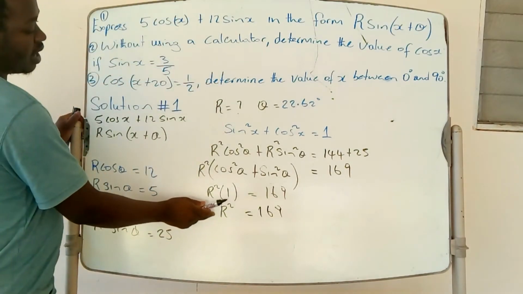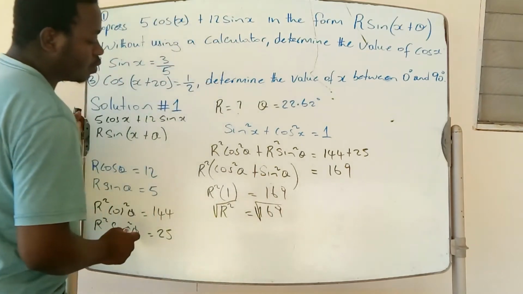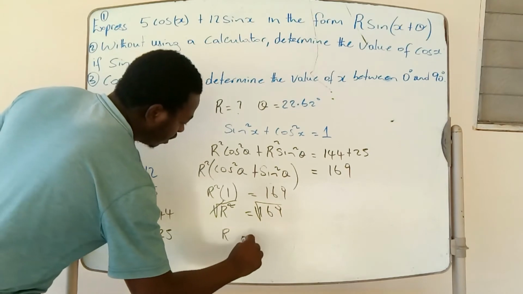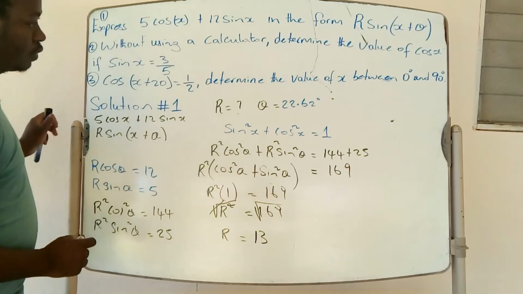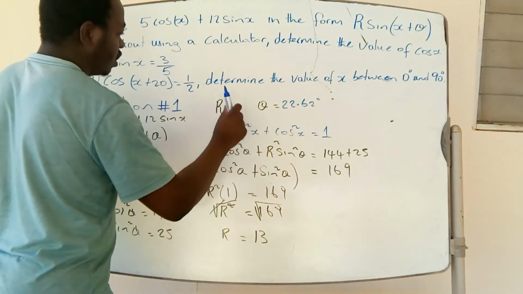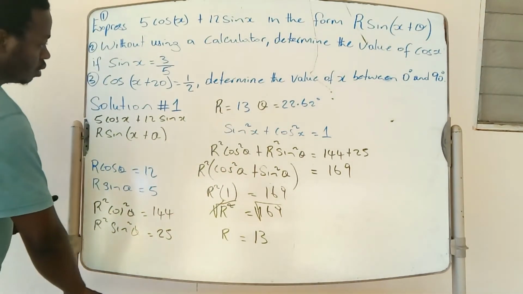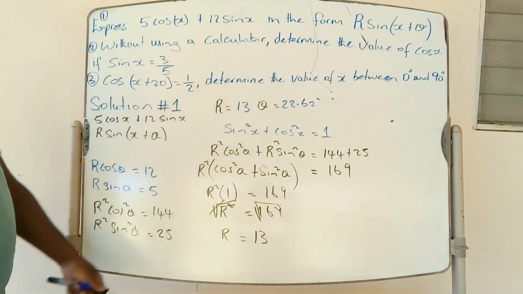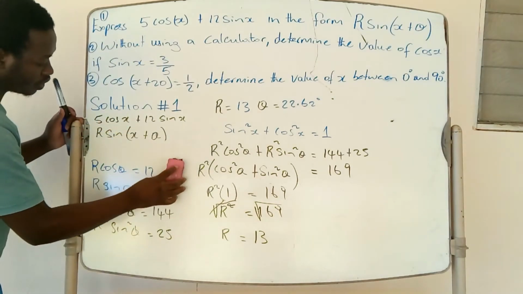Now how am I going to find r? I can take the square root of both sides. If I take the square root of both sides, the square root sign cancels out the 2 here. So r is equal to the root of 169, which is just equal to 13. So now I know the value of r, which is 13. So if I know the value of r, which is 13, and I know theta, I can just simply now rewrite this. So I'm going to erase all of this.